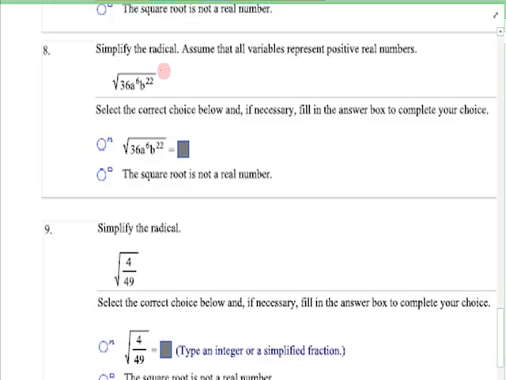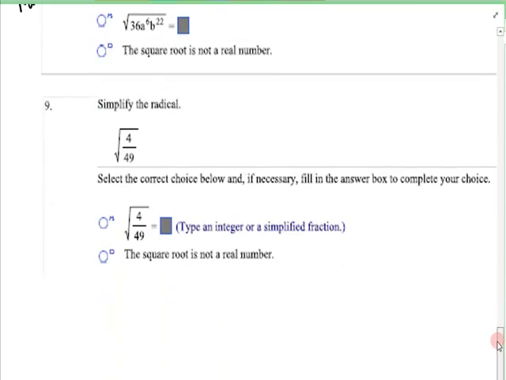Number 8 really sees if you've got the whole picture. The square root of 36, a to the 6th, b to the 22nd. Well, the square root of 36 is 6. The square root of a to the 6th is a to the 3rd. The square root of b to the 22nd is b to the 11th. You could check it. If you square this, you will get back to the inside of a radical, which is called the radicand. The inside of the radical is called the radicand.